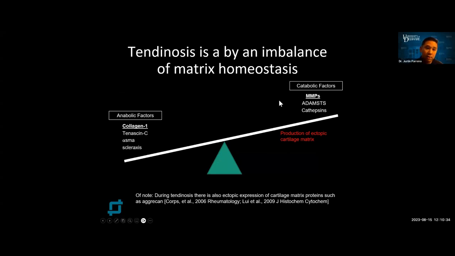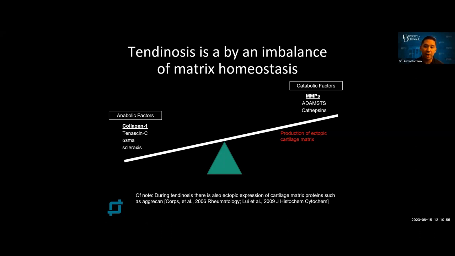Now, unfortunately, during tendinosis, there's an imbalance in this matrix homeostasis such that there's a predominance of catabolic factors. Anabolic factors such as collagen 1, tenascin C, alpha smooth muscle actin, and scleraxis are reduced during tendinosis, whereas there's an increase in the expression of matrix metalloproteases and other proteolytic enzymes.